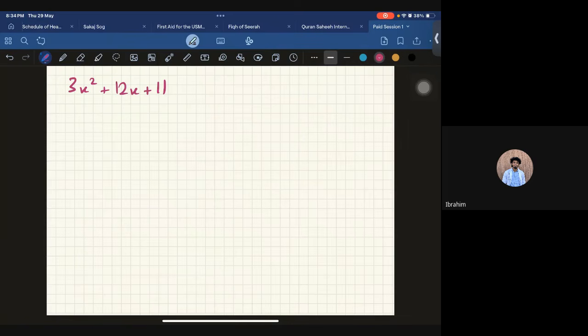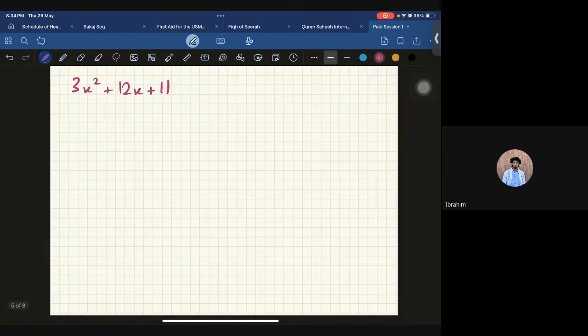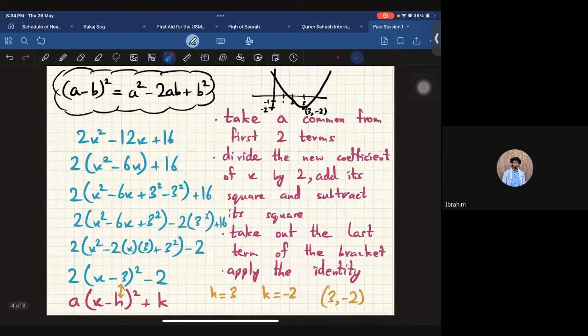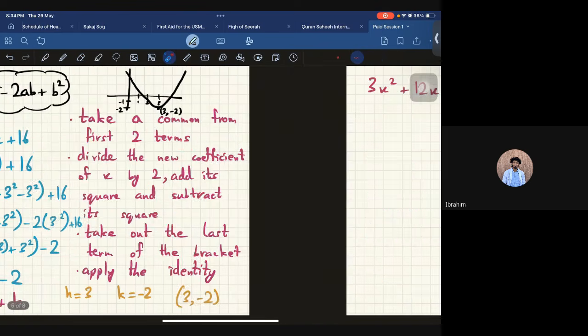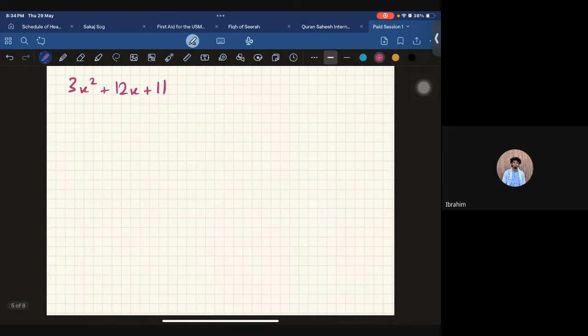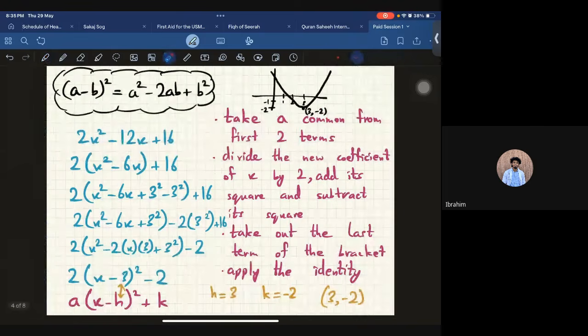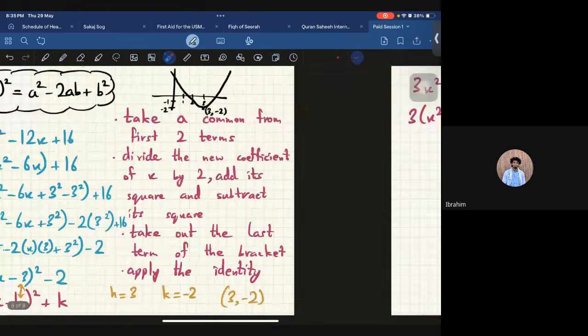So now the first step, remember, was take a common from the first two terms. So a over here is 3. So we take 3 common from the first two terms. Okay, first step is done. Second step is divide the new coefficient of x by 2, add its square and subtract its square.